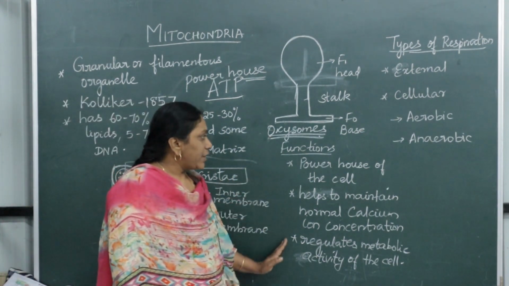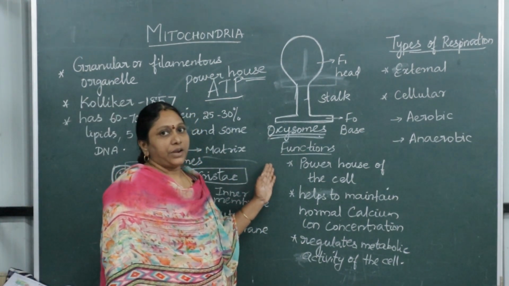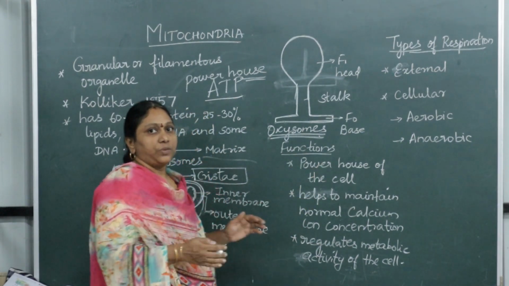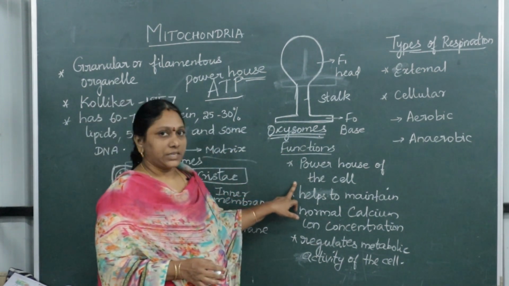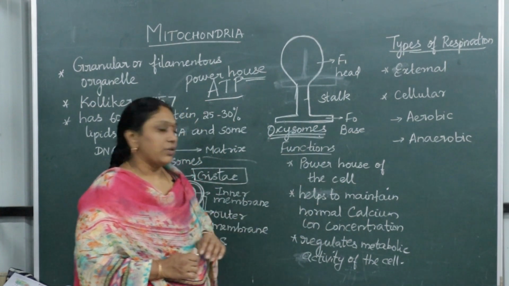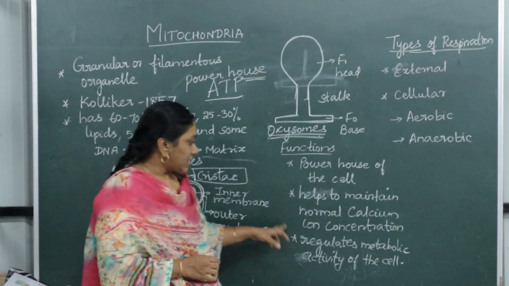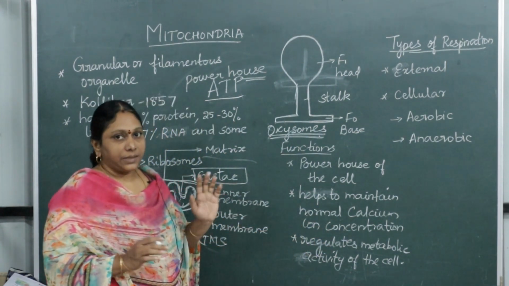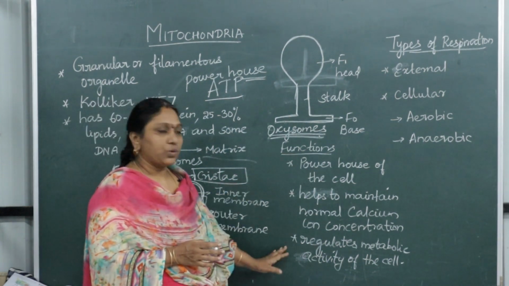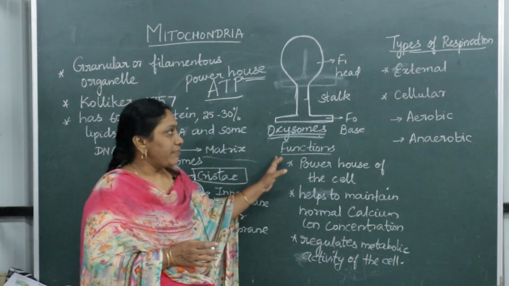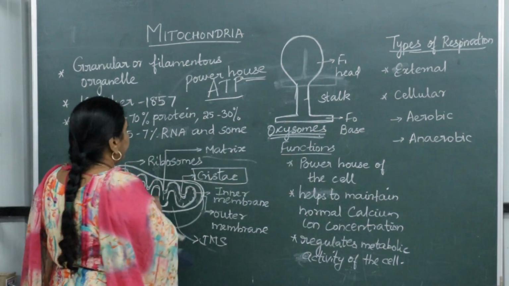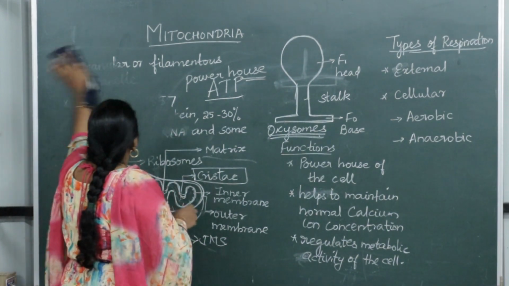Now the functions of mitochondria. As already I told you, mitochondria is called the powerhouse of the cell, because it synthesizes and stores energy. Also it helps to maintain the normal calcium ion concentration. Also it regulates the metabolic activity of the cell, that is the energy production of the cell and the complete cell function. These three functions only you have to remember regarding the functions of mitochondria. Okay, next we will move on to one important part, that is respiration.